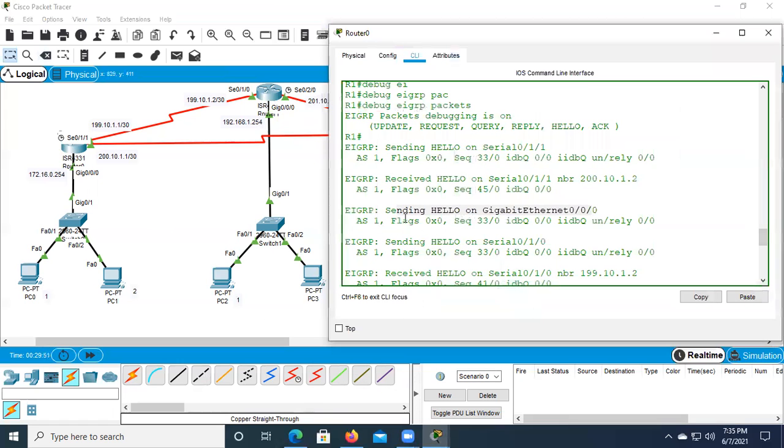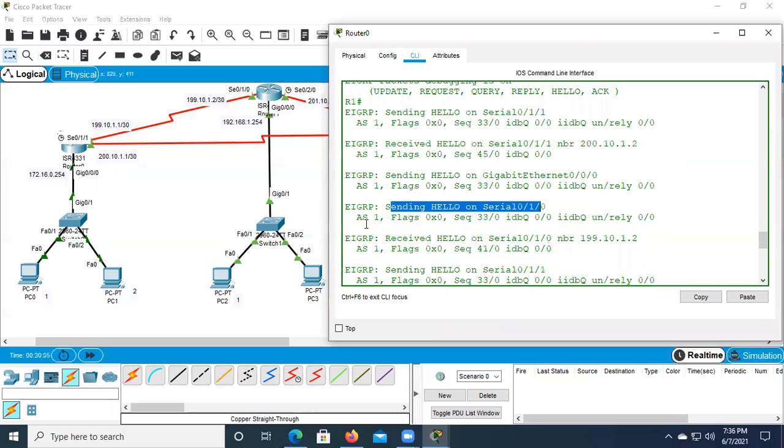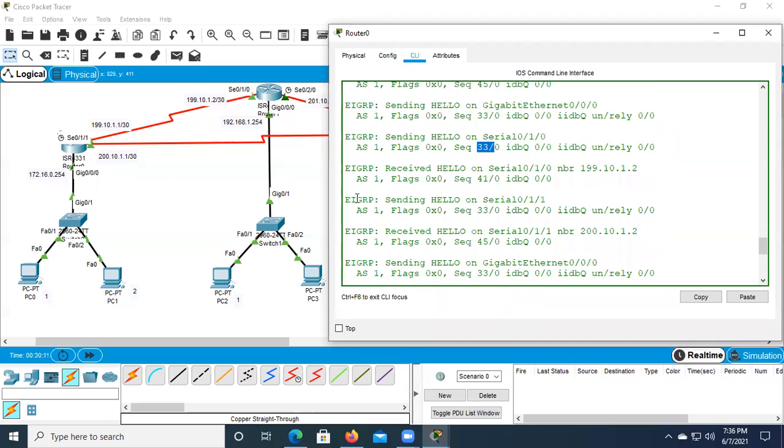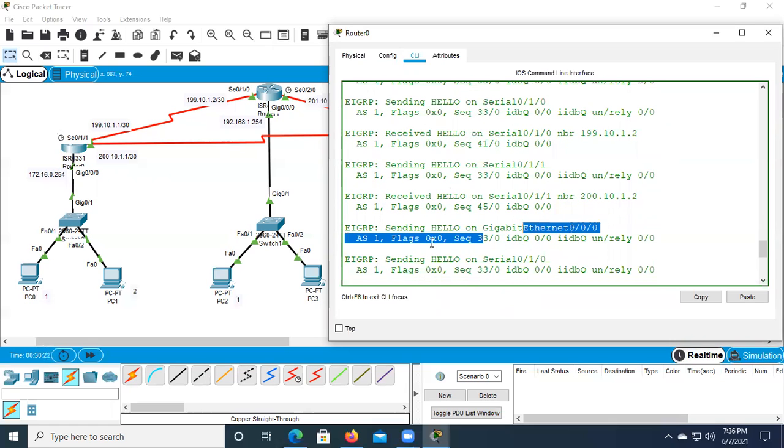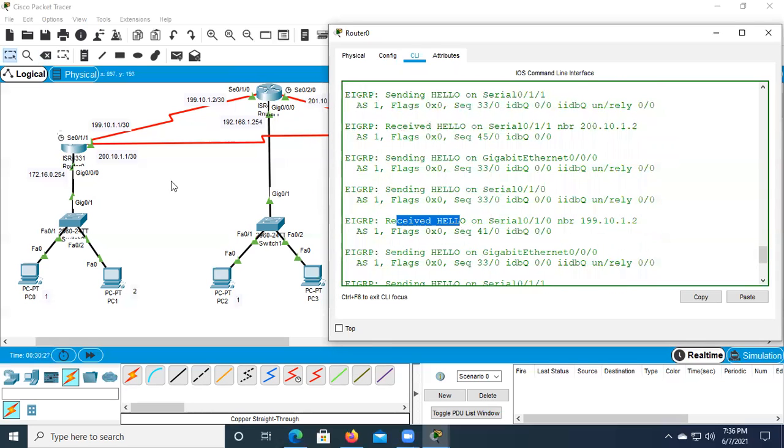So this is what he is sending and receiving: hello on serial 0/1/1, the neighbor is 210.1.1.2, that is router 3, with AS 1 and flags set, and the sequence numbers will be changing. And receiving from neighbor 110.10.1.2, that is your router 2. It's sending hello messages on the gigabit Ethernet. Are you receiving on the gigabit interface? No, you will not get any receive on the gigabit because EIGRP is configured on the LAN.